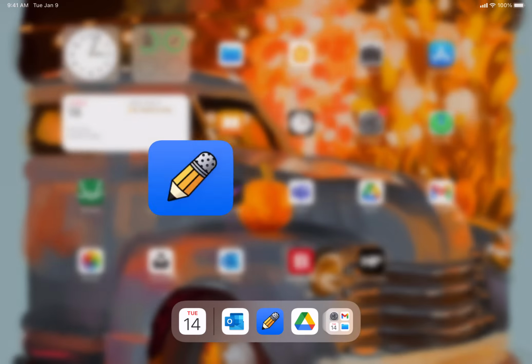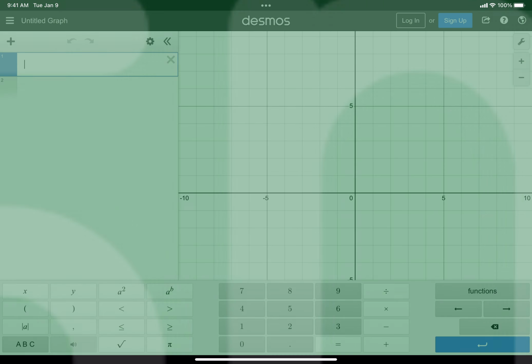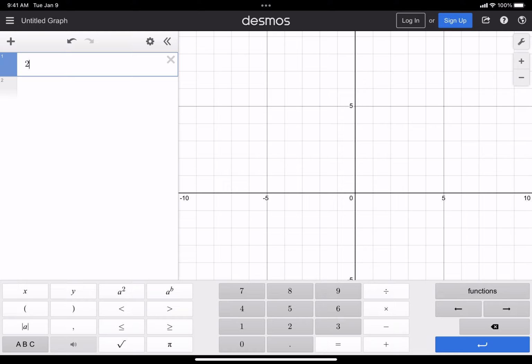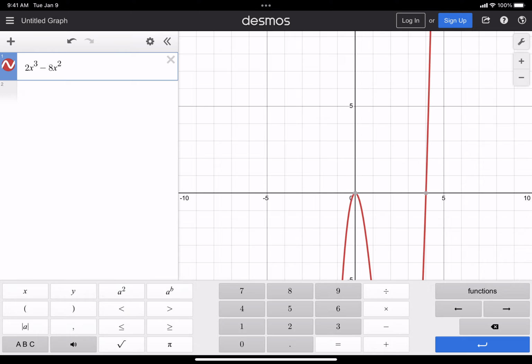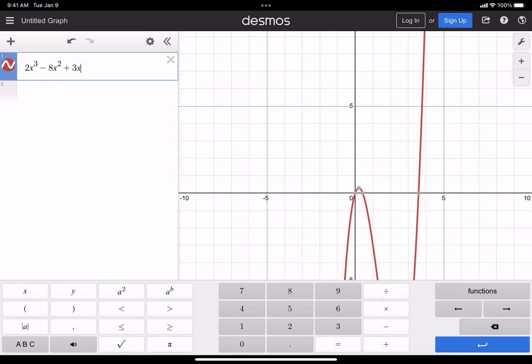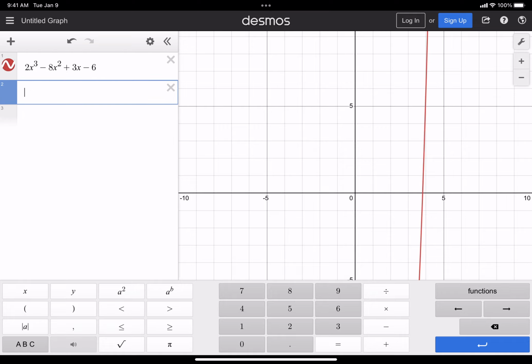So 2x cubed minus 8x squared. So 2x cubed. And then we have minus 8x squared. And then what was it? Plus 3x. And then minus 6. Was that it? And then we got minus 16, plus, no, not plus, minus 5, and then we had x minus 2, right? Is that correct?